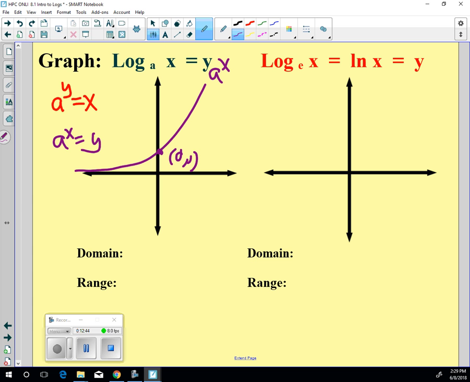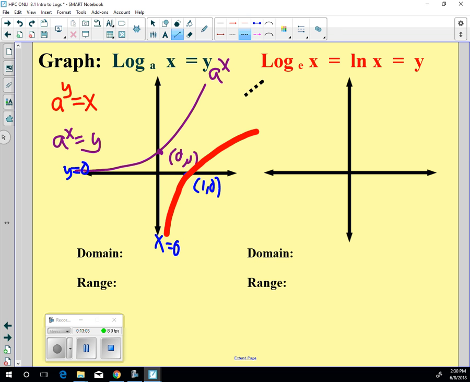But if you switch the variables, what you're doing is switching the points. So this is going to be 1, 0 instead of 0, 1. This is y equals 0. Switch x and y, you get x equals 0. And now when you draw that curve, you'll see a nice symmetry between those two graphs.